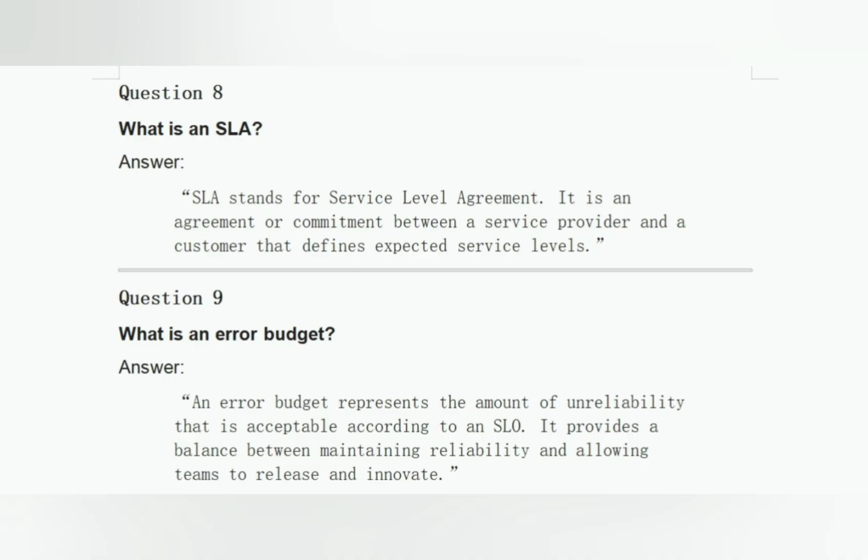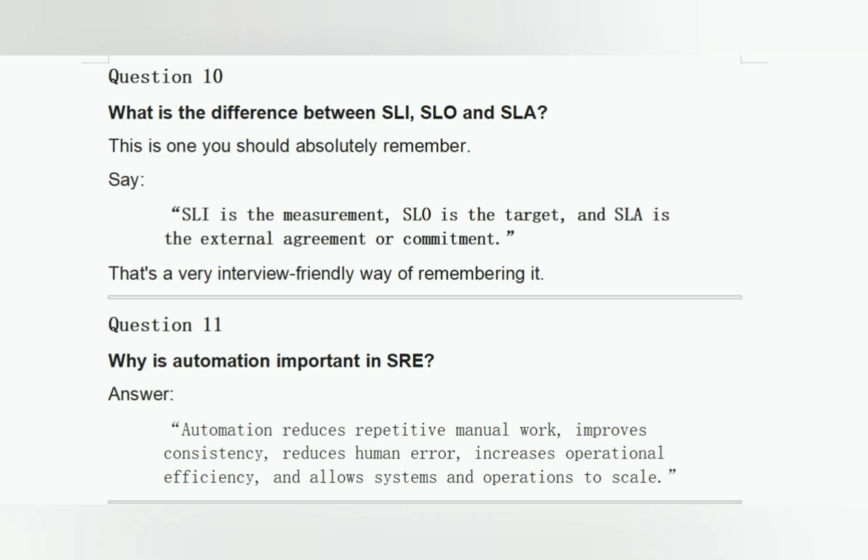Then comes what is an error budget? So the answer is an error budget represents the amount of unreliability that is acceptable according to an SLO. It provides a balance between maintaining reliability and allowing teams to release and innovate. What is the difference between SLI, SLO, and SLA? This is something you should absolutely remember. So SLI is a measurement, SLO is the target, SLA is the external agreement or commitment. That's a very interview friendly way of remembering it.